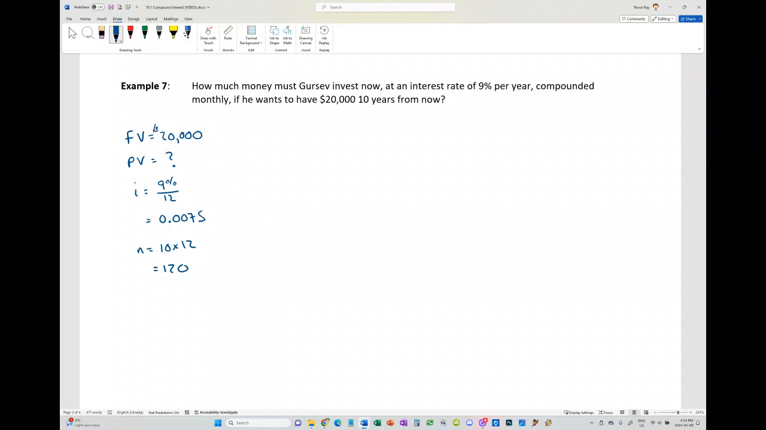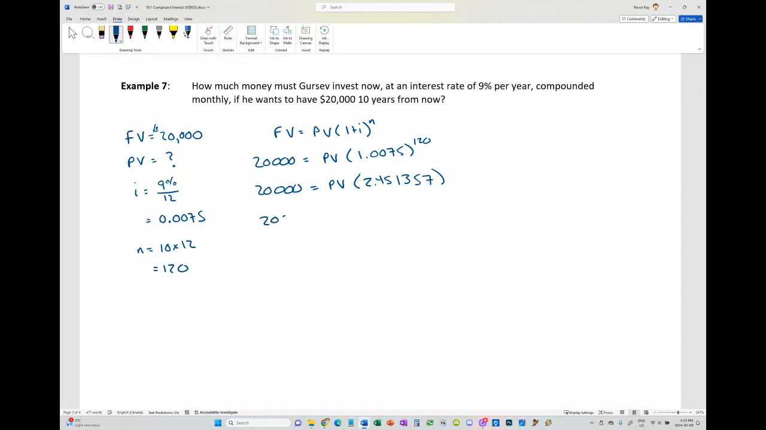So we set up our equation. Future value equals present value times 1 plus I to the exponent n. Future value is going to be 20,000. Present value we don't know, so we leave it, times 1.0075 to the exponent 120. Now the only thing we can really do in this step is calculate 1.0075 to the exponent 120. This works out to be 2.451357. You'll notice I keep a fair number of decimals. I don't like rounding off in these equations because it can cause errors later. And then I'm going to divide both sides by that number.